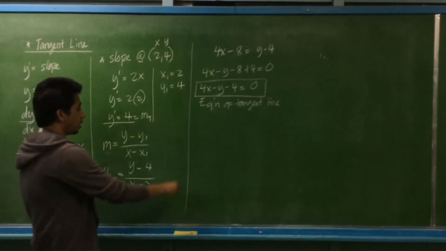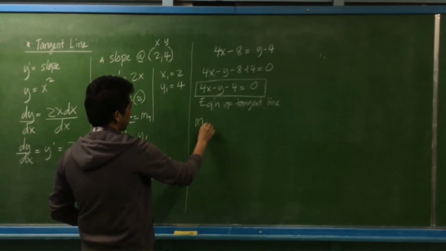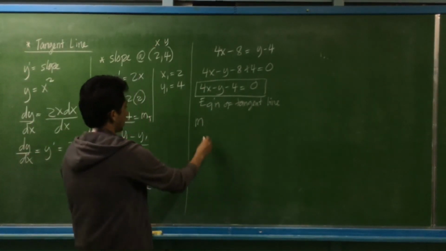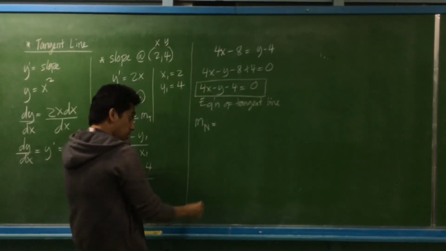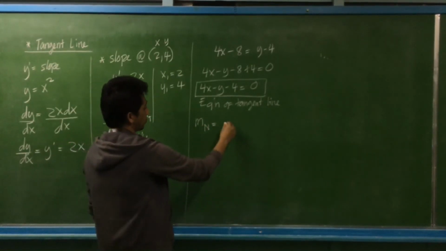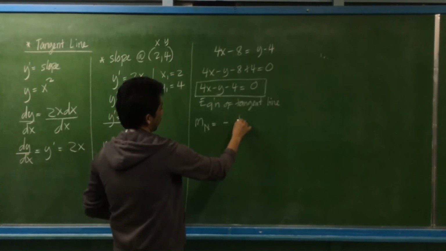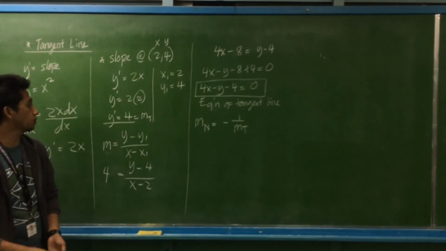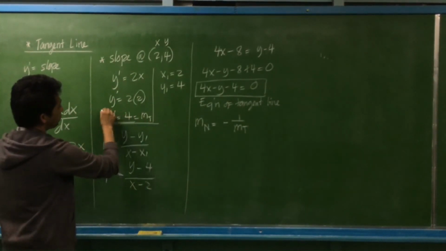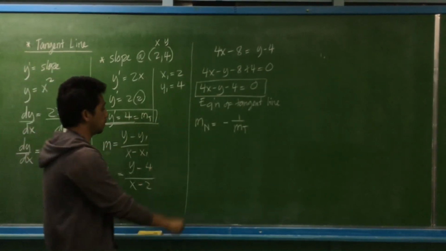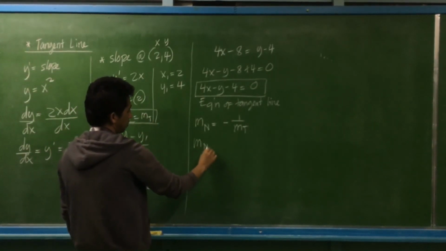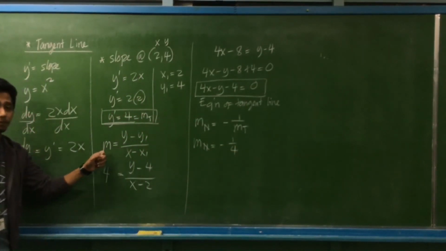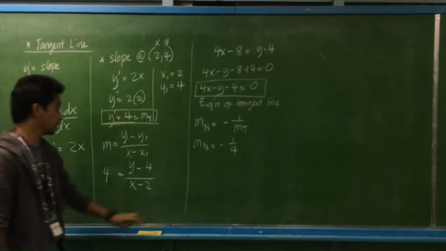So how do we determine the equation of the normal line? We need first to determine the slope of the normal line. Let's say this is m sub n. M sub n, the slope of the normal line, is equal to the negative reciprocal of the slope of the tangent line. So that is negative 1 over m sub t. From y prime, the slope of the tangent line is 4. So the slope of the normal line will be equal to negative 1 over 4. We can still use this from your analytic geometry.